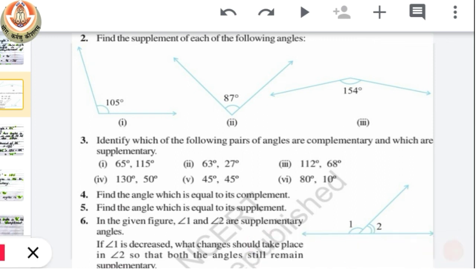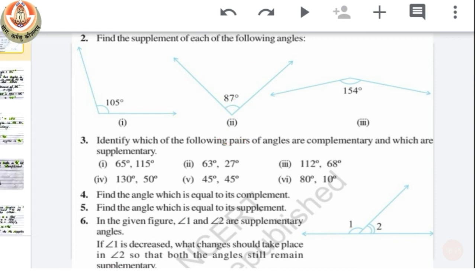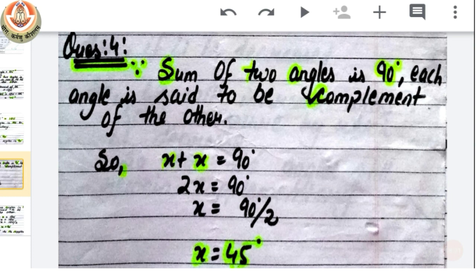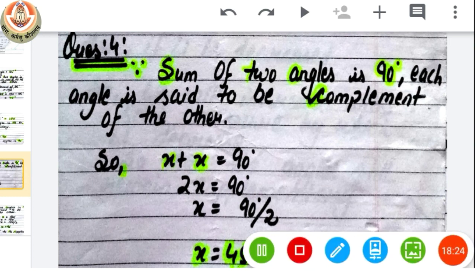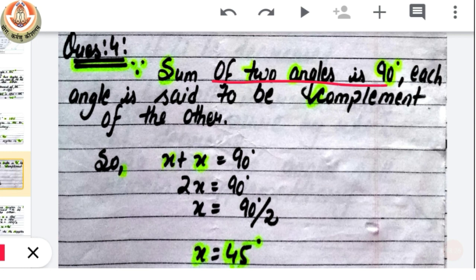So the next question is, find the angle which is equal to its complement. Complementary angles are those whose sum is 90 degrees. So we have to find such an angle that when we add that angle with itself, we get 90 degrees as the sum. So let's see how we can do it. Here you can see the solution for question number 4. If the sum of two angles is 90 degrees, then each angle is known as the complement of the other.